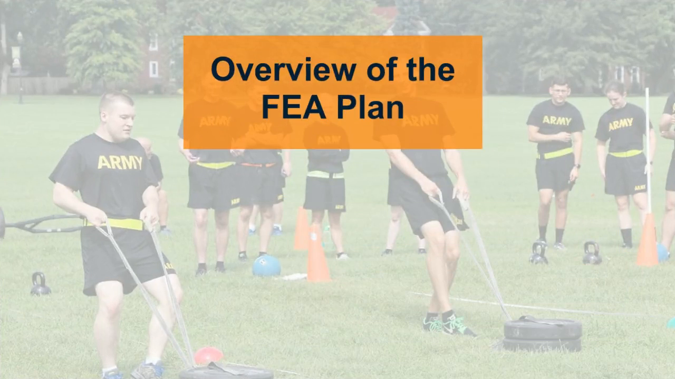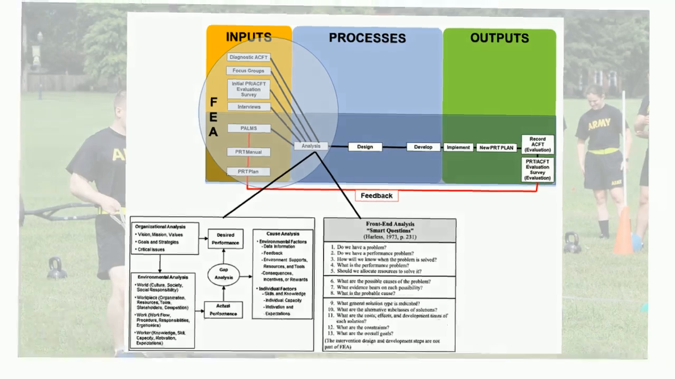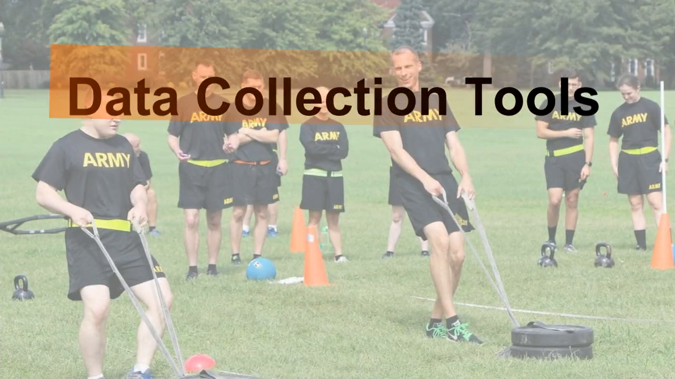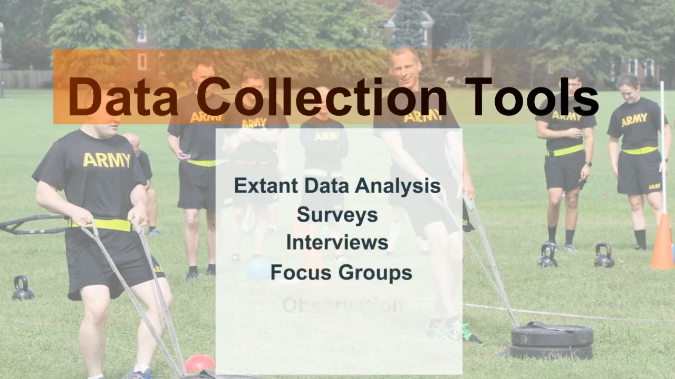Overview of the FEA Plan. This is the ACFT model. You'll notice the circle highlights the key inputs in the front-end analysis and the analysis methods to be used. This front-end analysis will use 5 data collection tools: extant data analysis, surveys, interviews, focus groups, and observation.